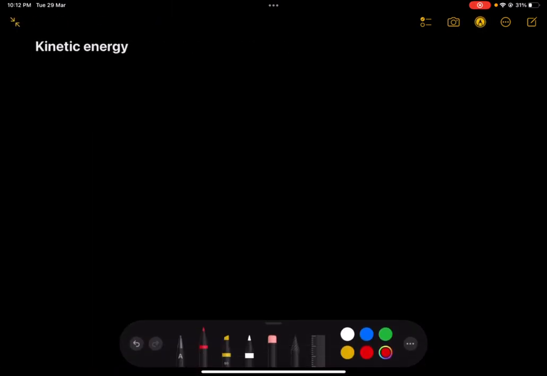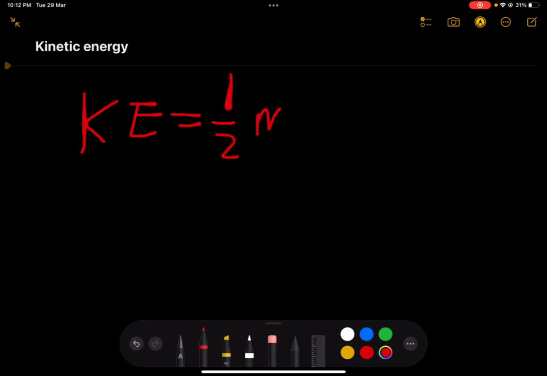First, kinetic energy. Kinetic energy, as we said, is associated with motion. And every type of energy used in physics must have an equation. The equation of kinetic energy is KE, which is kinetic energy, equals 1/2 mv squared. M stands for mass, V stands for velocity. And there is an important detail.